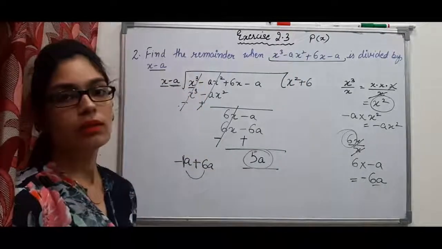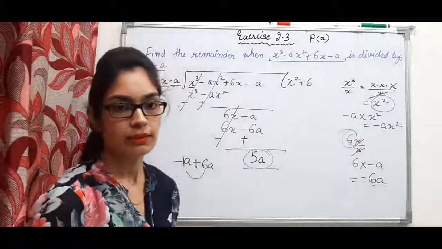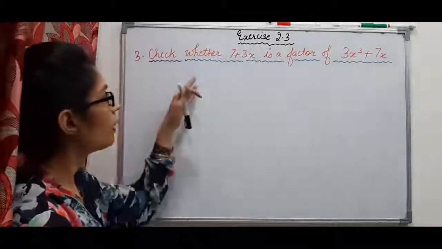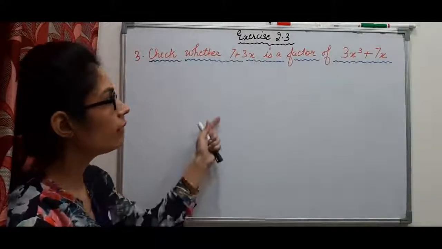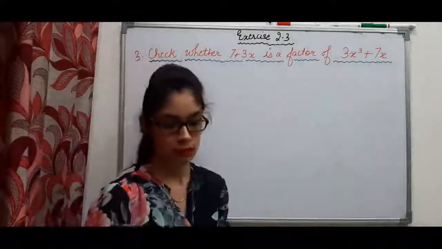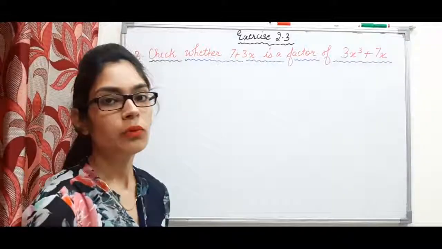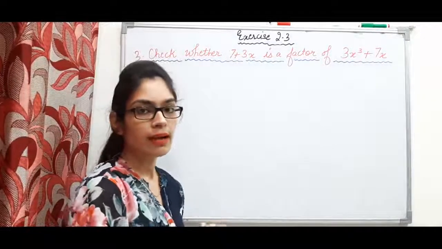Now let's do the third and the last question of this exercise. The last sum of this exercise is: check whether 7 plus 3x is a factor of 3x cube plus 7x. Before starting this sum, I just want to remind you from where I have started this exercise.